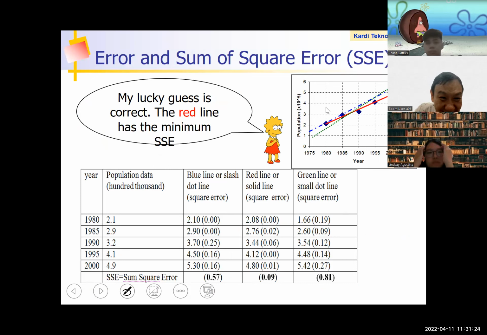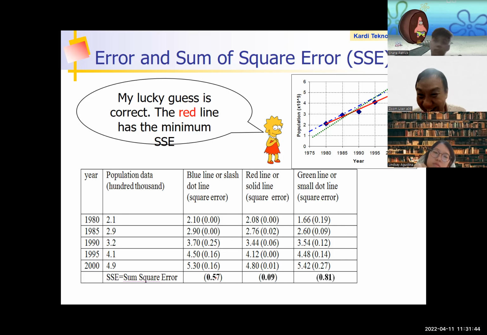So let's calculate the error. Here I calculate the error, I square it, and I sum. Which one is the lowest among these? Unfortunately, the red one. For you, Lindsay, actually get the minimum sum square of error. So the lucky guess is correct. The red one is actually the best line, not the green one.